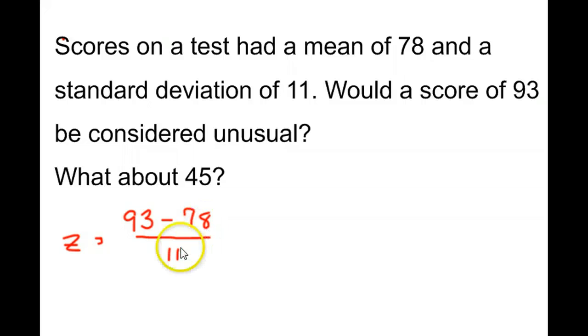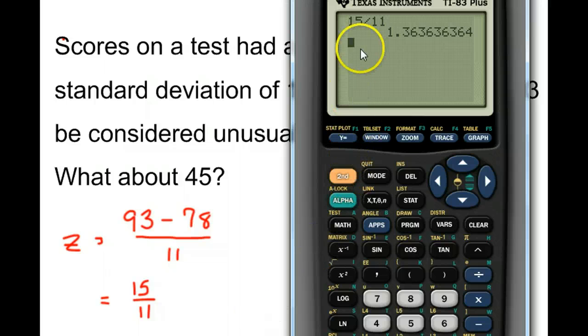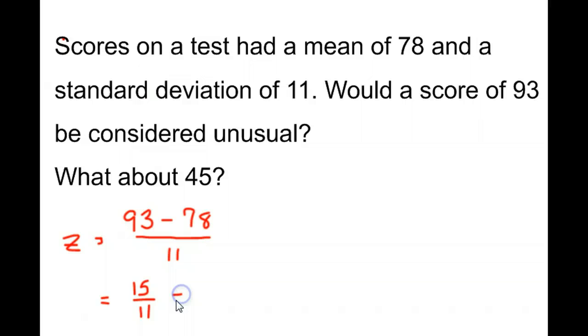Right, 93 minus 78 is 15, and then 15 divided by 11 is 1.36. Alright, remember we round these to 2 decimal places, so 1.36. Okay, now what about 45? Oh, so is that considered unusual? No. So this would not be unusual. Remember, it's unusual if it's greater than 2.